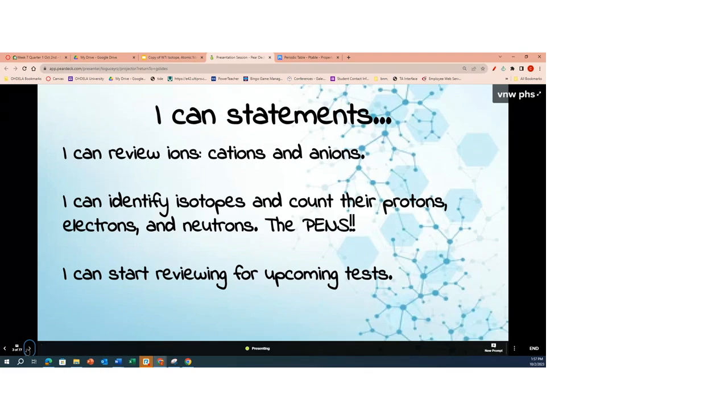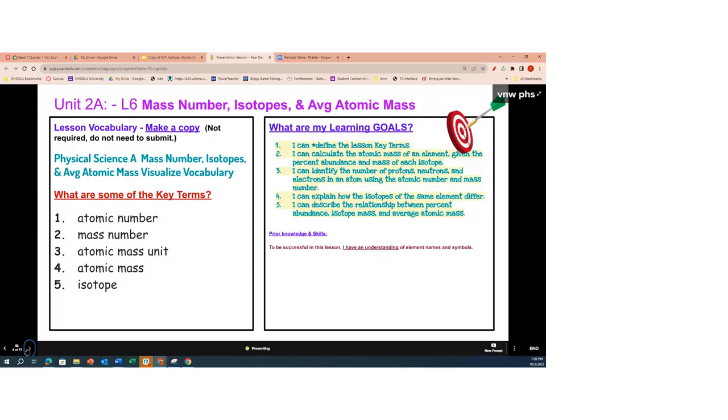So we're going to use that. And again, it seems pretty straightforward, but like I said, some people say it's kind of confusing. So this is what I'm talking about. We have key terms: atomic number, mass number, atomic mass unit, atomic mass, and isotope.